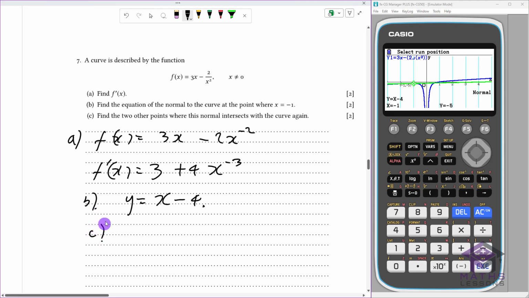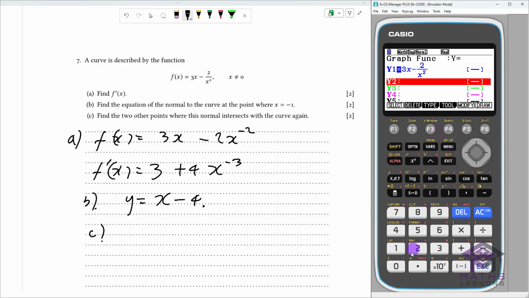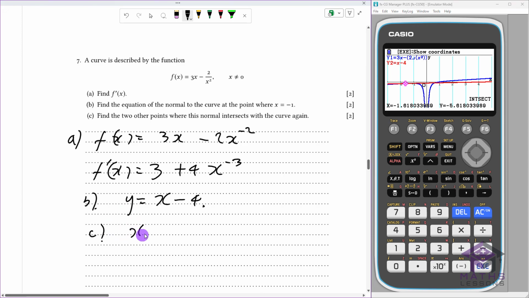Okay, now find the other 2 points where this normal intersects the curve again. So if we press exit and then type in x minus 4 as another equation, press draw, and then we're going to press graph solve, and we're going to find the intersection. So the first one is where x equals minus, well, actually it wants coordinates, doesn't it? So let's put minus 1.62 to 3SF, comma, y is minus 5.62 as our first point.